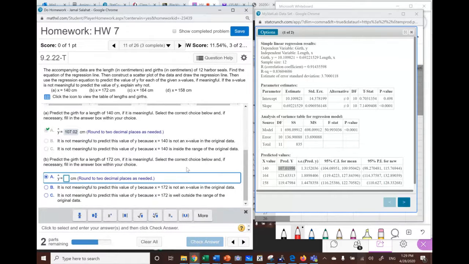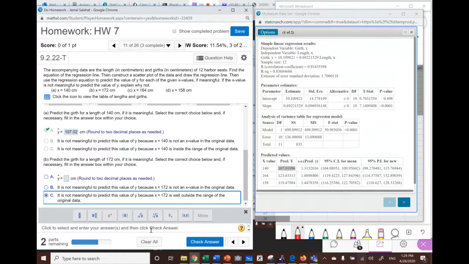What about 172? Notice we didn't predict 172 because it's not meaningful. So it is not meaningful to predict the value of y at 172. Why? Because 172 is not an x value in the original data? That's not true. When you predict, you don't predict for original data. You predict for something you didn't even try. So it is because 172 is well outside the range. That is the reason why here C is the correct answer.